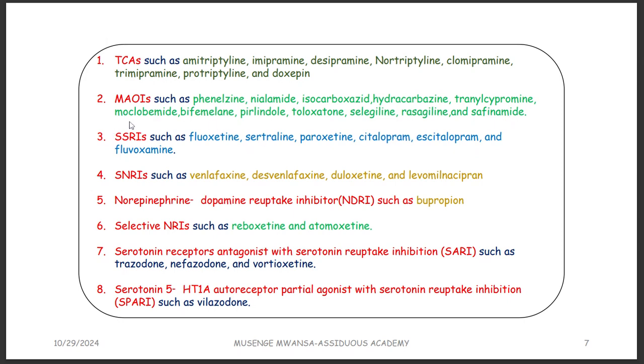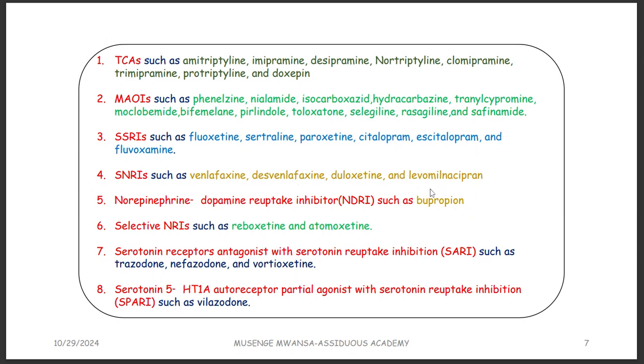safinamide. We have the selective serotonin reuptake inhibitors. These ones are only inhibiting serotonin: fluoxetine, sertraline, paroxetine, citalopram, and these others. If they mention them, at least if we can remember the name. Then selective serotonin norepinephrine reuptake inhibitors: venlafaxine, desvenlafaxine, duloxetine, and these others.